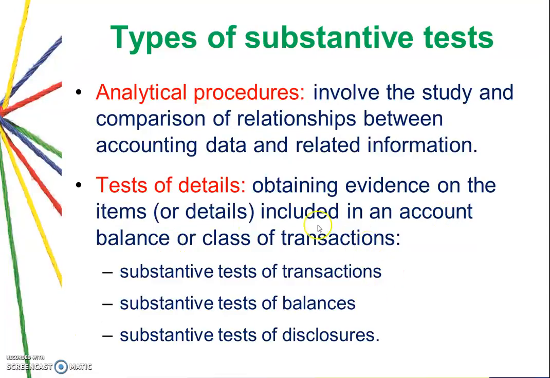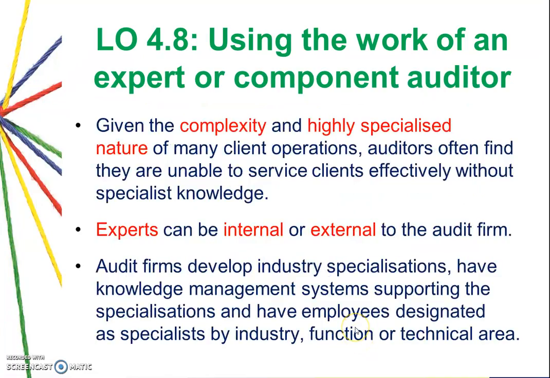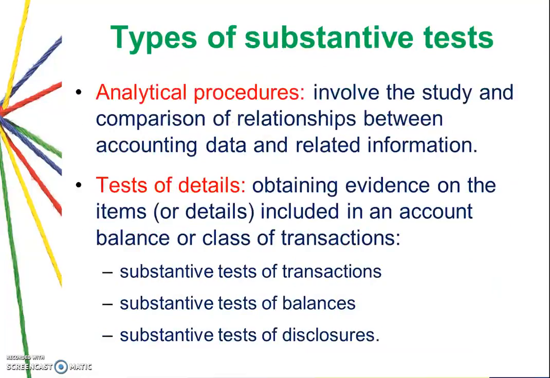There are three types of test of details: for transactions, for balances, and for disclosures. We look at more of these substantive tests and examples of how the auditor performs the tests for each item in Chapter 9. For now we do not need to worry. We just know that there are three types of test of details and two types of substantive procedure, which include analytical review and test of details.